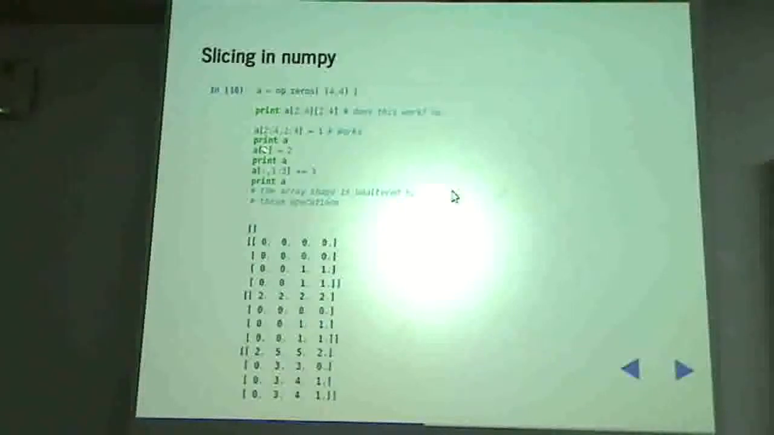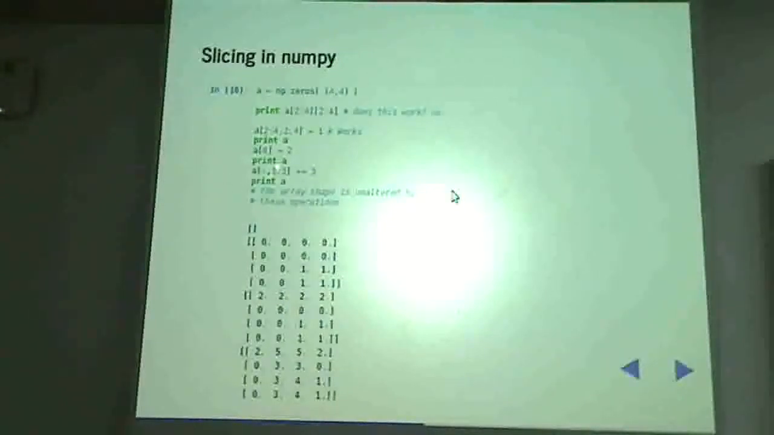Now I say A[0] equals 2. What does that do? Remember, A[0] refers to the first element along the first dimension. So it basically refers to the first row. A[0] equals 2 sets the first row equal to 2.